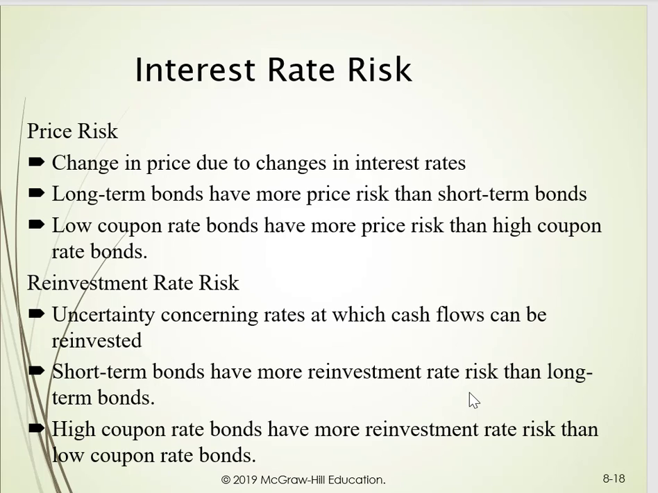Long-term bonds are going to be much more sensitive to price risk than short-term bonds. So long-term bonds and low coupon bonds have more price risk. Now, price risk is instantaneous. As soon as interest rates change, price changes.